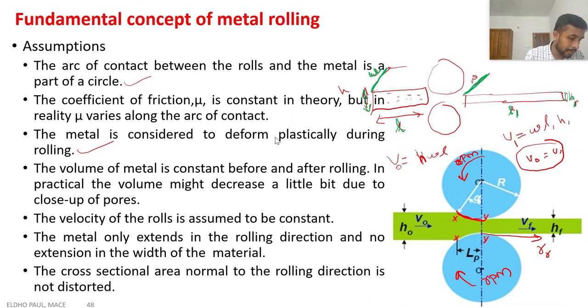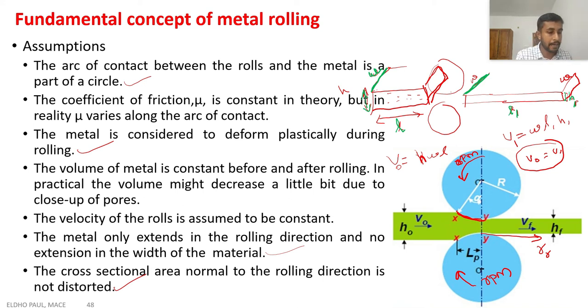So that is another important assumption. The extension in the width direction is negligible. The cross section area normal to the rolling direction is not distorted. There is no change in the shape of the cross section area. If it is initially a rectangular cross section area, the final product also will have a rectangular cross section area. Maybe the length, the thickness and the width may change, but there is no distortion in the cross sectional area of the final product.